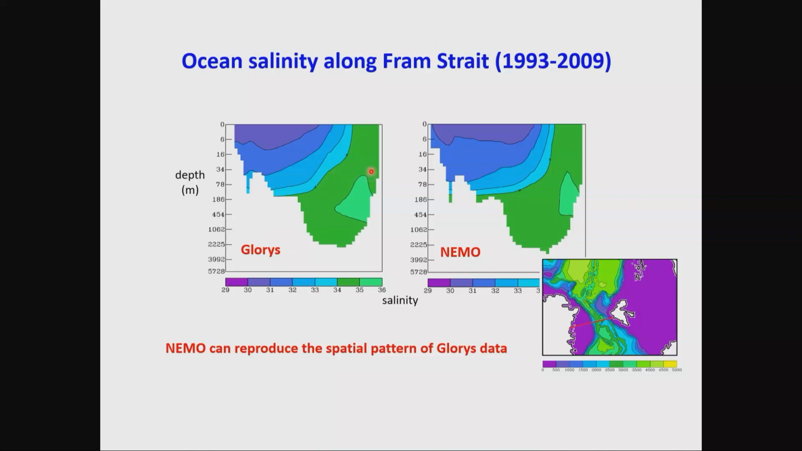It's a similar story for ocean salinity. On the eastern side of Fram Strait is salty Atlantic water. On the western side is fresh Arctic water. Our model simulation has a very similar pattern, but it slightly underestimates the ocean salinity across Fram Strait.